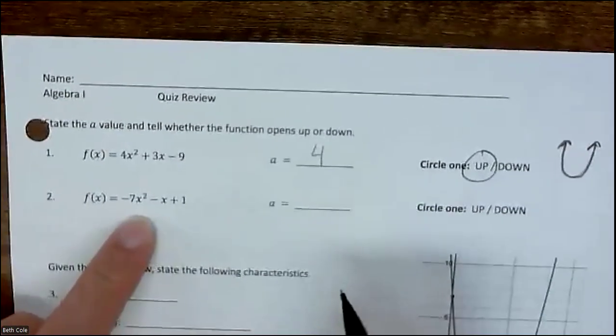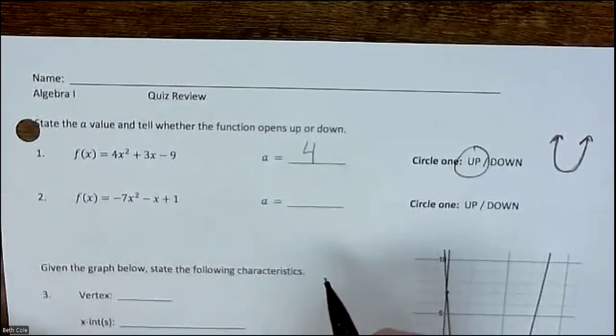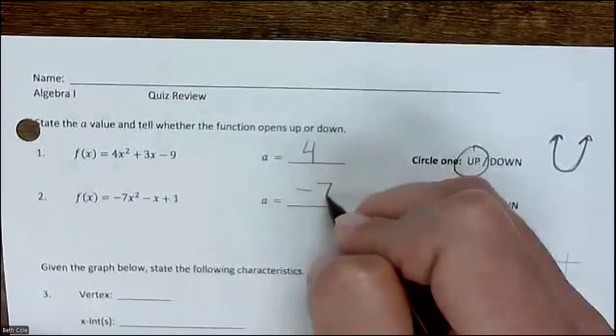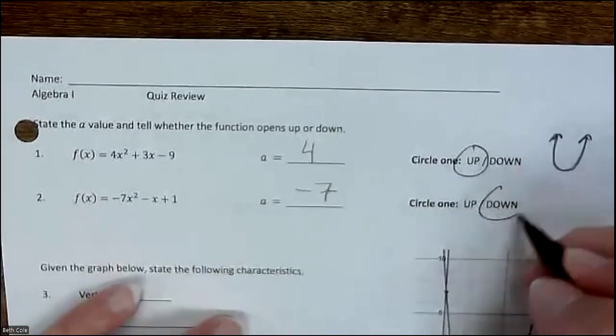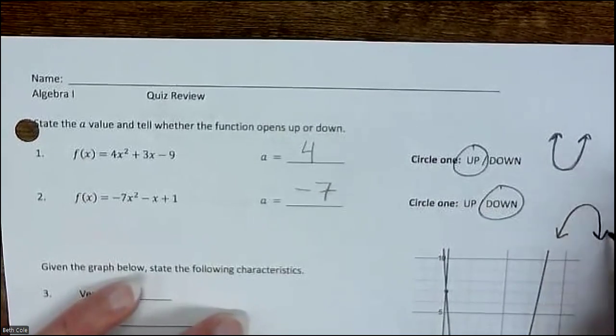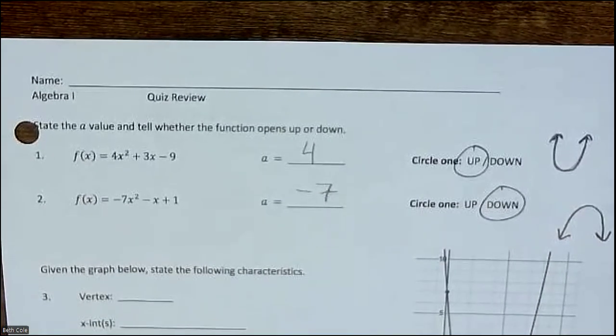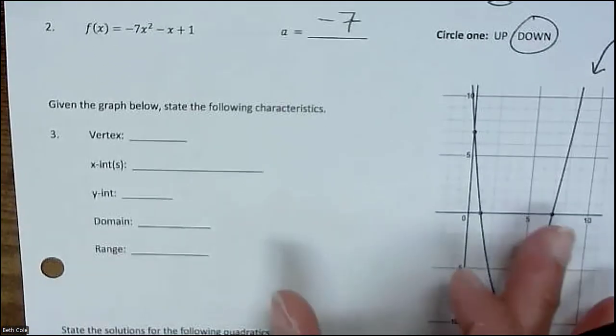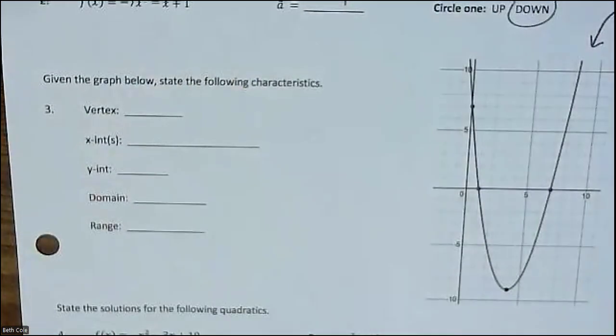All right. Looking at this next one, what's your A number? -7. Now, since that's negative, it's going to be down, and your parabola would face like this. That's all that it is. Positive means up, like a smiley face. Negative means down, like a frowny face. We all together here? All right. We're going to use this picture to answer all these questions.